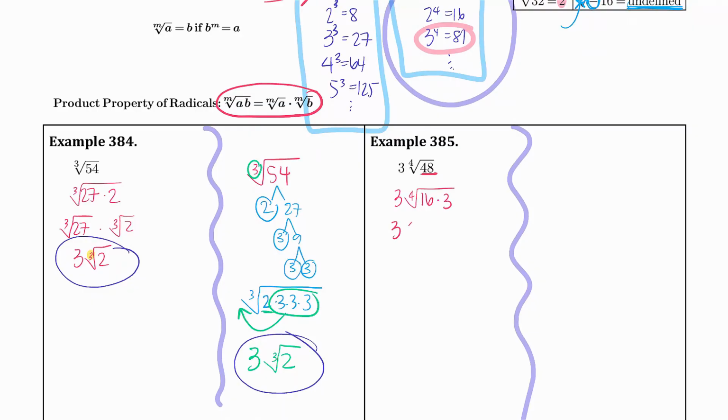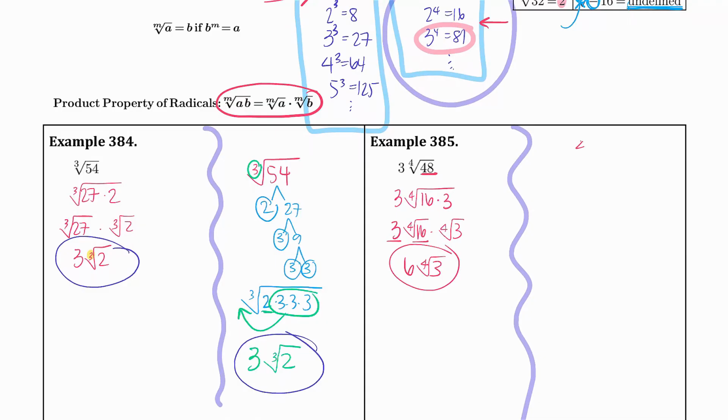I'm going to rewrite this one more time. The fourth root of 16 times the fourth root of 3. Well, above here, we know that the fourth root of 16 is 2, so I really have 3 times 2, which gives me 6 fourth root of 3.